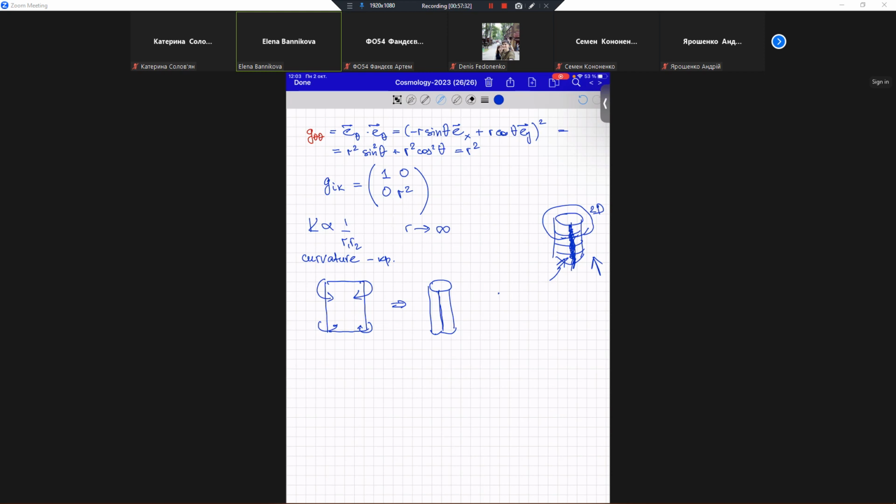Please write in your conspect. The surface is curved when it can be decomposed into a plane without extensions and cuts.